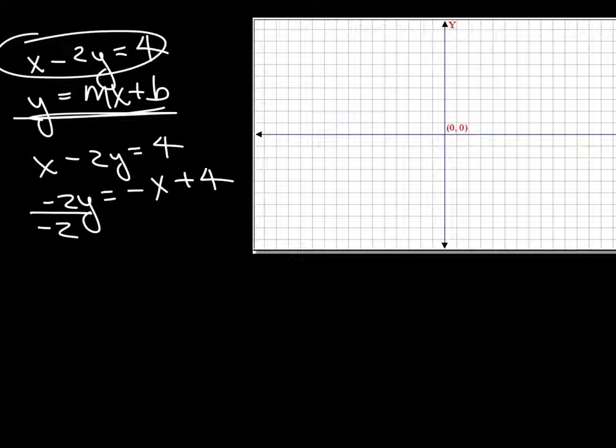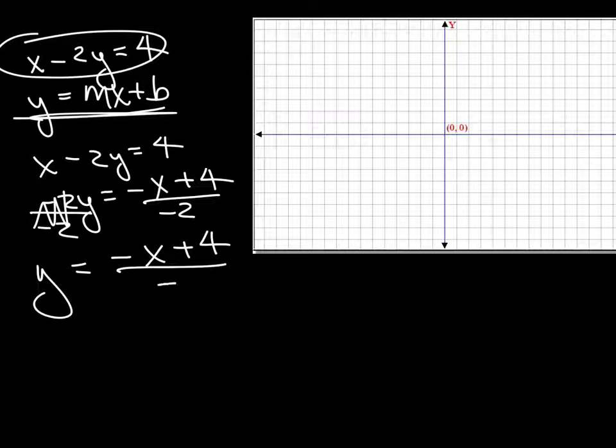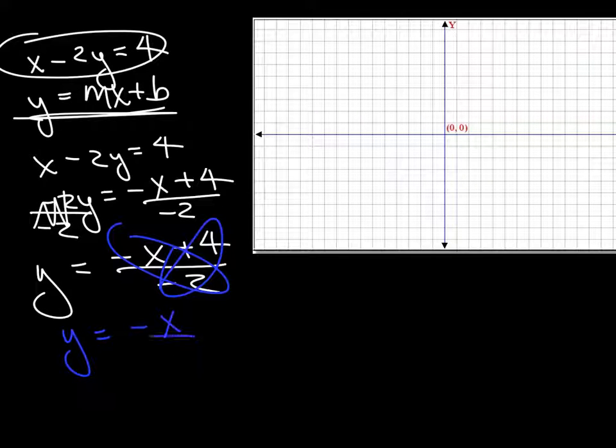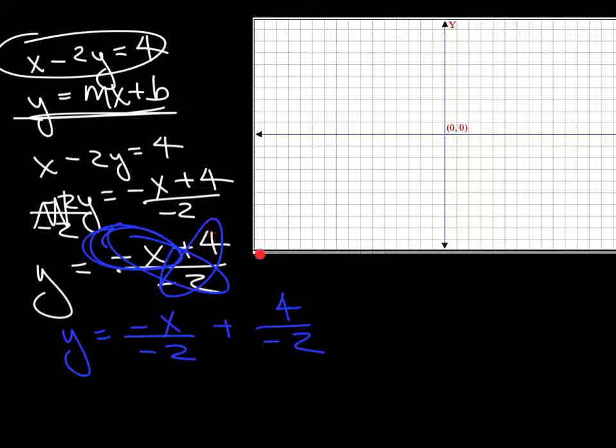Then we divide by negative 2, this whole thing by negative 2. And that gets rid of all that. That leaves me with y equals negative x plus, okay, leaves me that. Now I'm going to split these up. So I've got y equals negative x over negative 2 plus 4 over negative 2. Okay, so all I did was took this here and put it over negative 2, and then took this here and put it over negative 2.